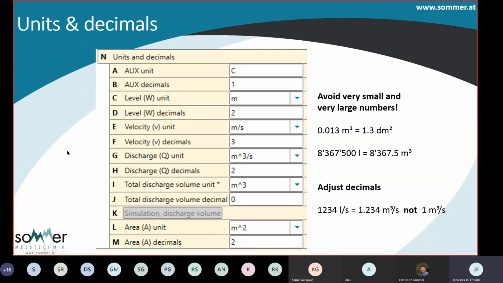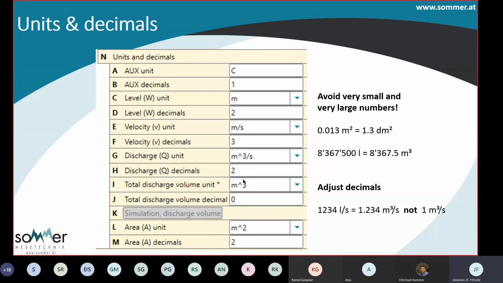And then another important point is the units and the decimals. In the Q Commander setup, you have a section called unit and decimal, and here you can specify the units that are used to calculate the discharge. So you have the unit of the water level, which is usually meters. You have the flow velocity, which generally is meters per second, the discharge in cubic meters per second, and the total discharge, an absolute number in cubic meters.